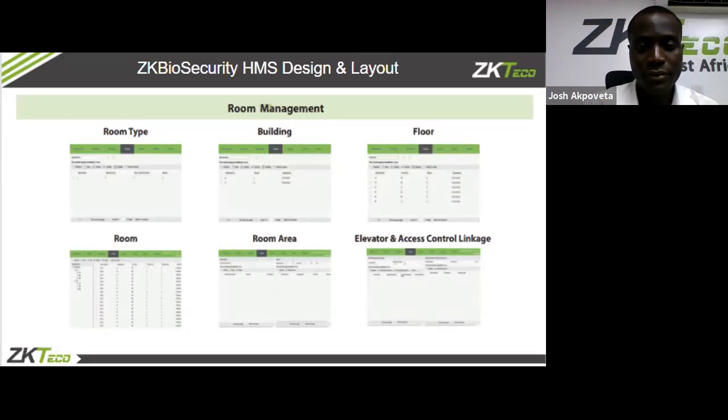And the room area, still under room management, is where you can do further integration. And we have the elevator linkage control feature. That is where you manage what happens at the hotel and the control that cards have to access the elevator, which card has certain access and to what level, the access level they have using their card. This can be achieved from the elevator and access control linkage.